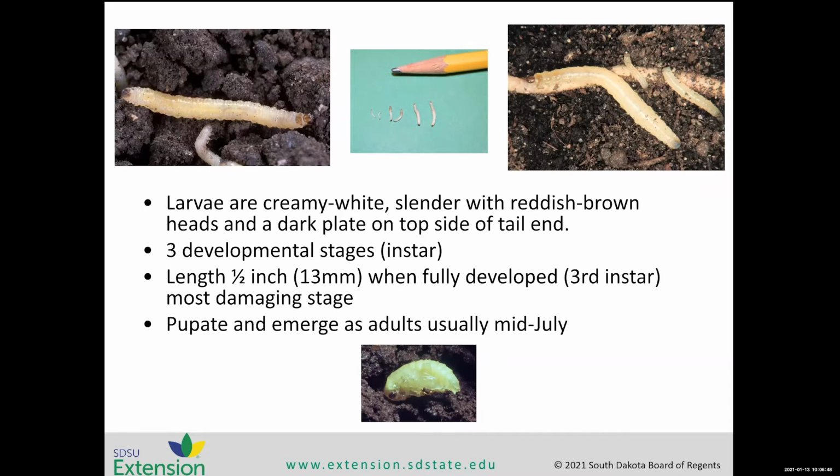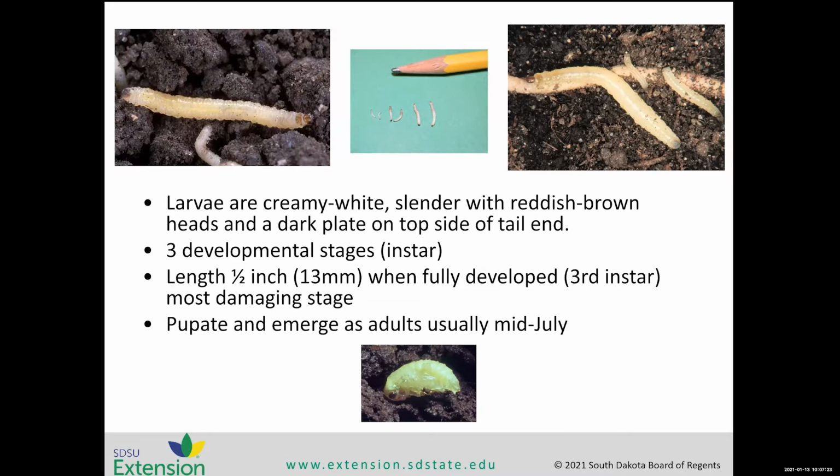So the first instar is really tiny. The third instar is larger. The third instar has a length of about a 1/2 inch or 13 millimeters when fully developed. And that is your most damaging stage. That's when they eat the most roots, because they're large. In that threshold I mentioned earlier, the 2 to 3 larvae, in most cases, even when you do dig a root up and look for it, it will be really hard to see them or find them, because as that middle picture shows, that first instar, they are quite tiny.